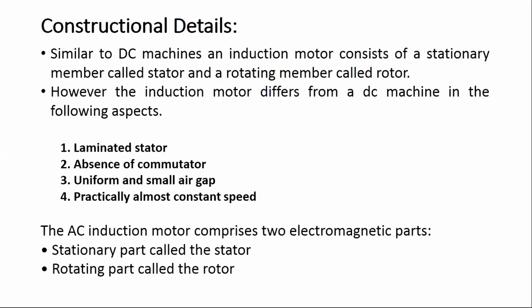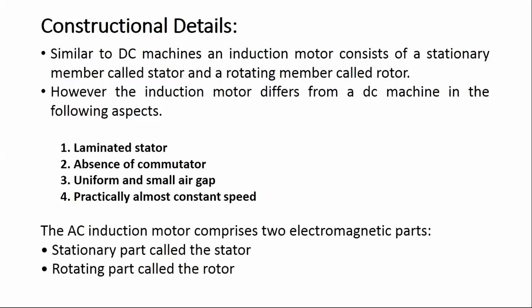Now the constructional details. Similar to DC machines, an induction motor consists of a stationary member called a stator. So the major parts of any rotating machine are two. One is the stator, which is the outer part, which gives an enclosure to the various motor assemblies and also gives protection to the motor parts, basically sophisticated motor parts. Because this outer enclosure is stationary, static, we call it stator.